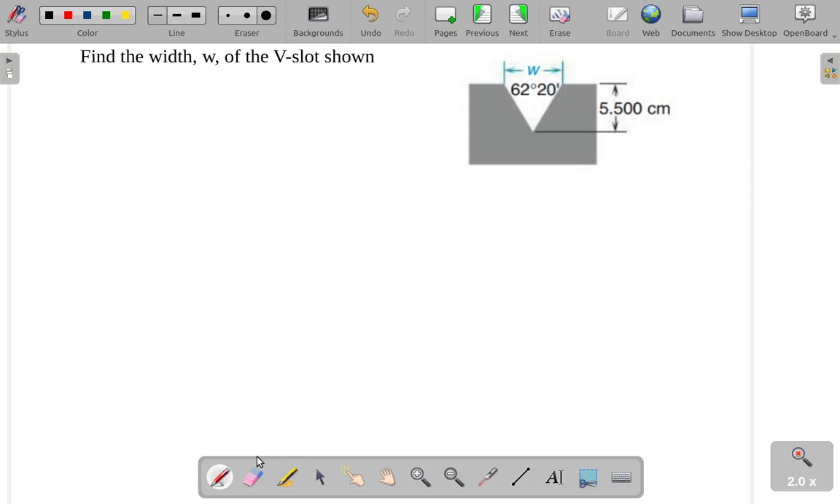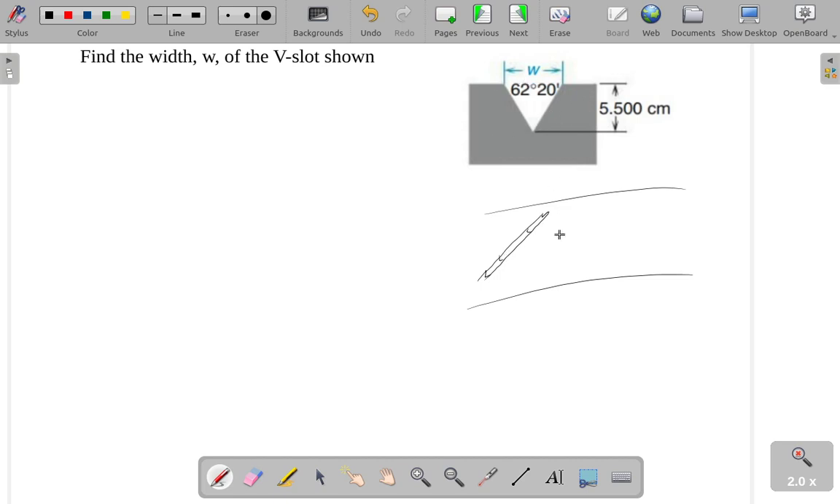Find the width of the V-slot shown. So suppose you have, I'm looking at this and I feel like this is a groove that's been bored, or a cross-section of a groove that's been created in a board. You have this board and you have this groove that's going in it. It's a V-shaped groove.